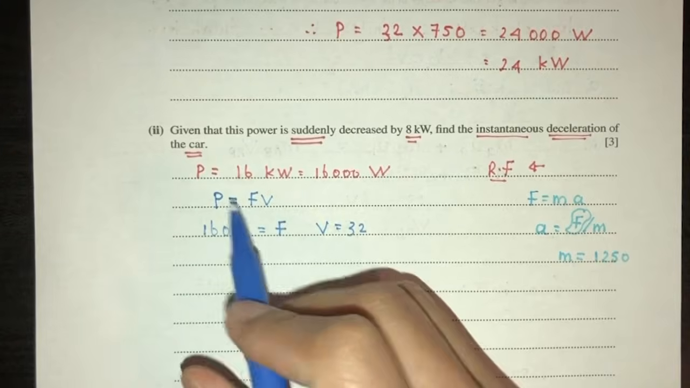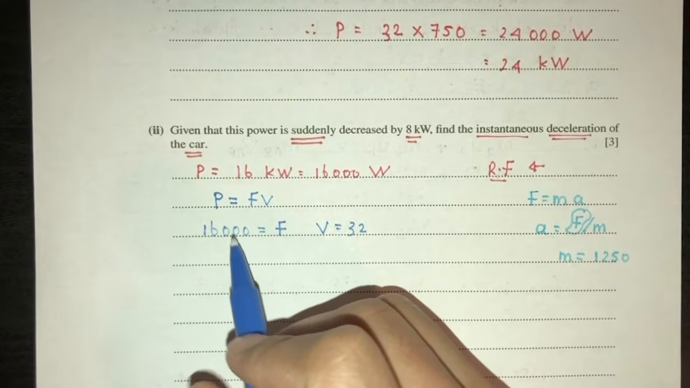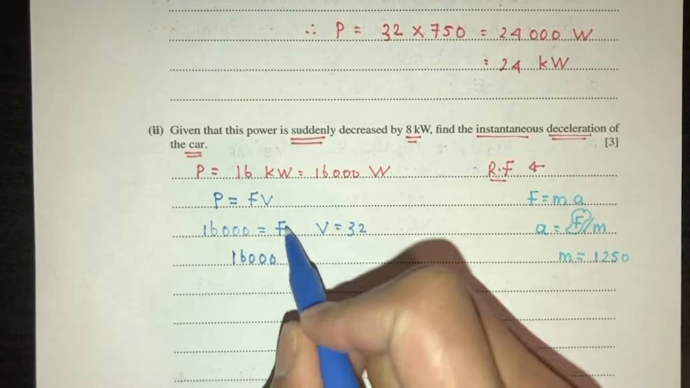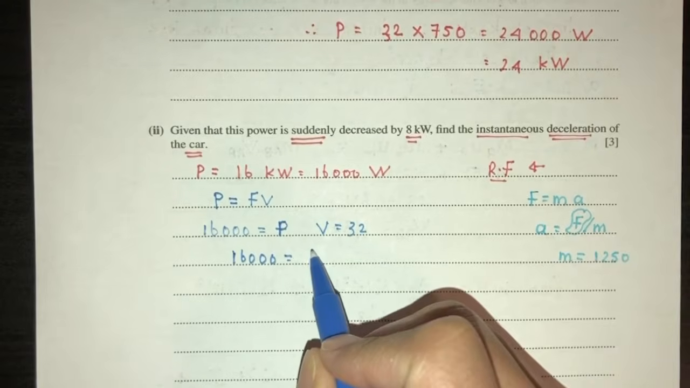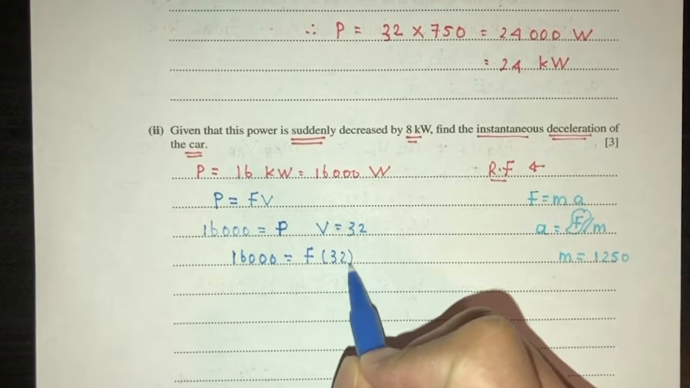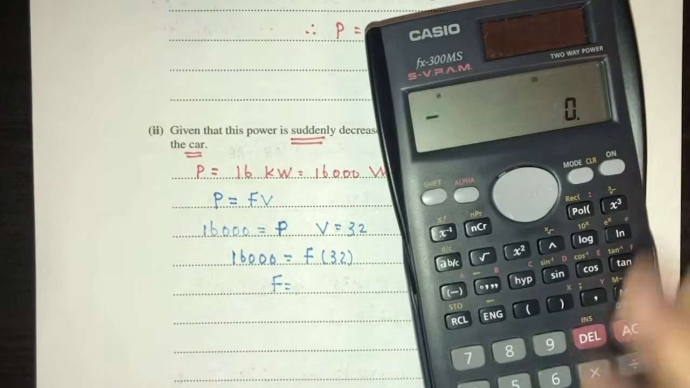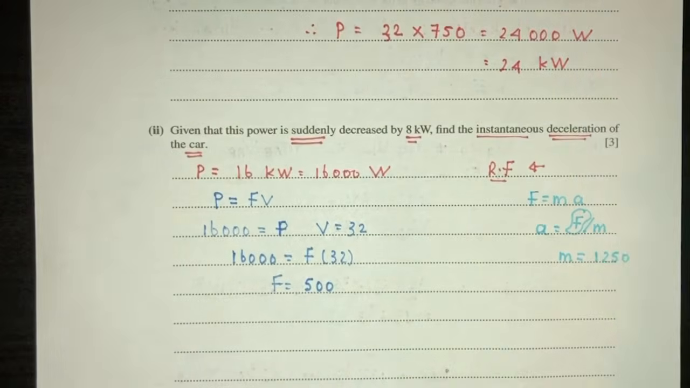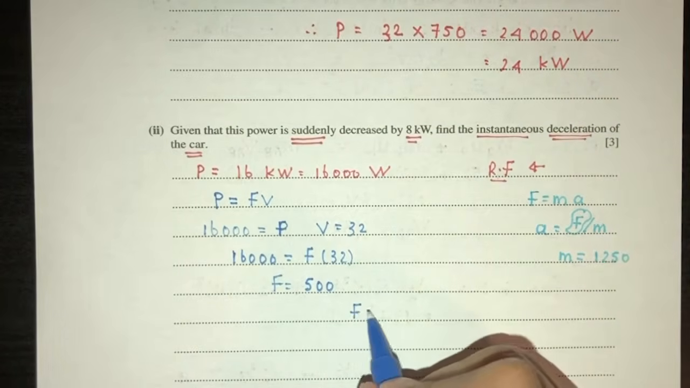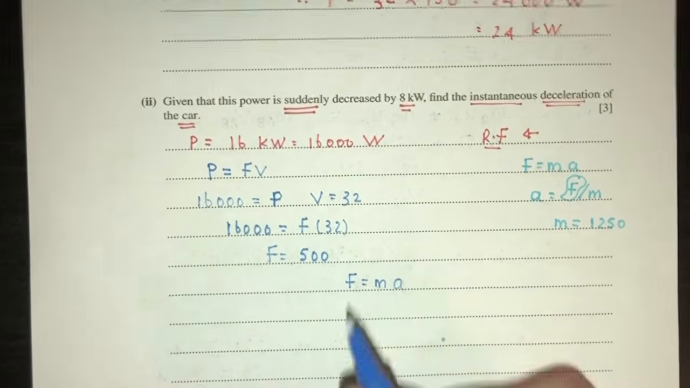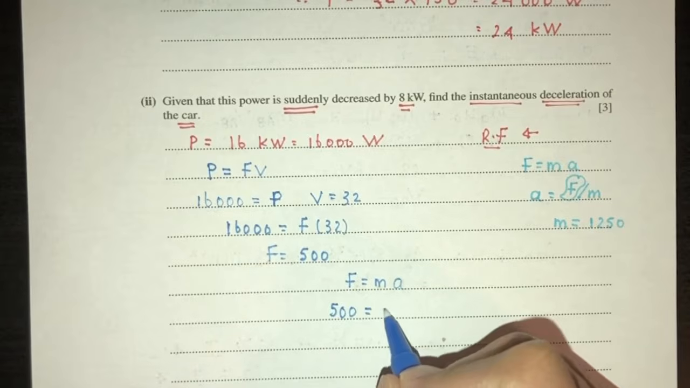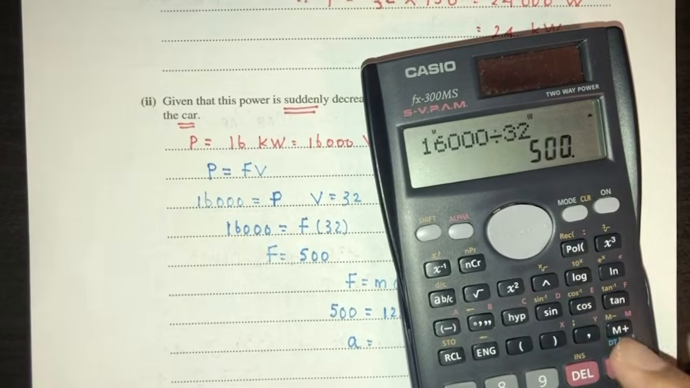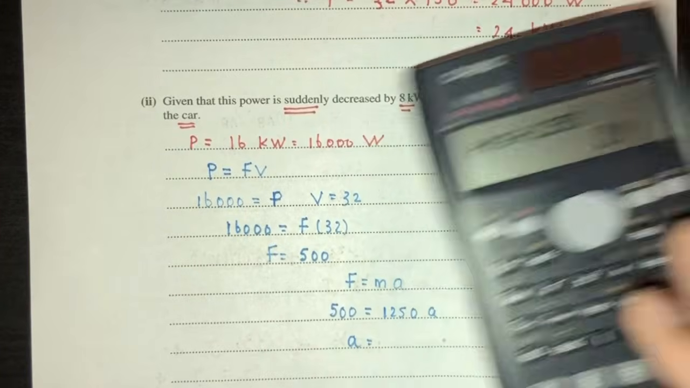Now replace, we will have on one side P, which is this. This is P, of course. We have to replace. F we don't know, and V will be 32. F will be what? 16,000 divided by 32. That is 500. So finally, going back to your main equation, force equal to ma. So force is equal to 500. The mass of the car is 1250, a, so acceleration will be what? 500 divided by 1250, that should be 0.4.